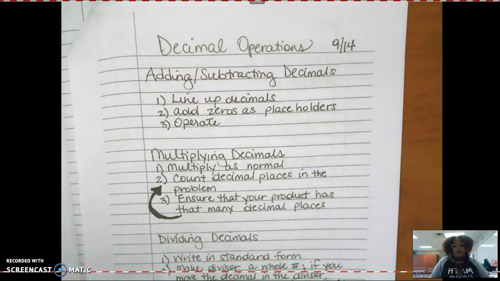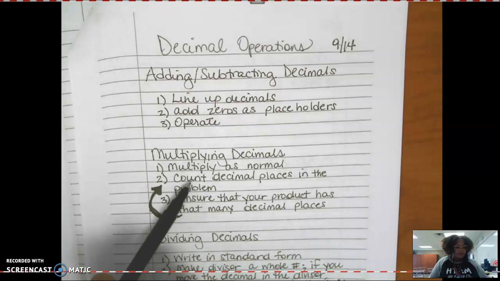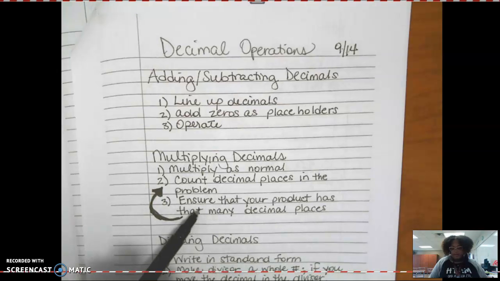Multiply as normal, count your decimal places in the problem, and ensure that your product has that many decimal places. That means however many you counted in step 2 needs to be applied to your answer.